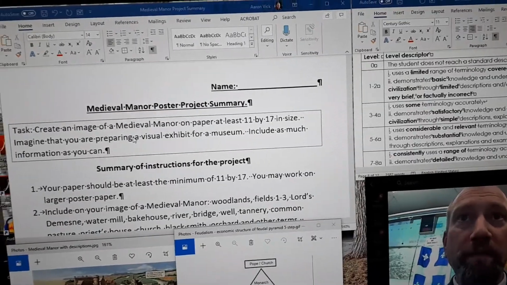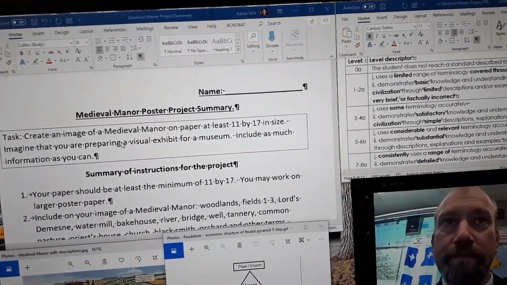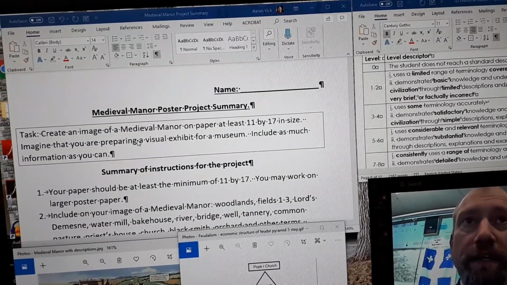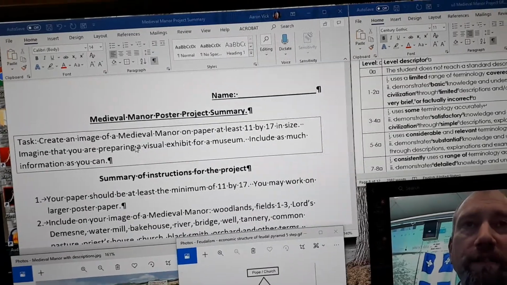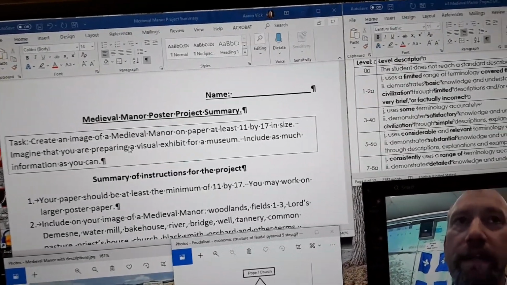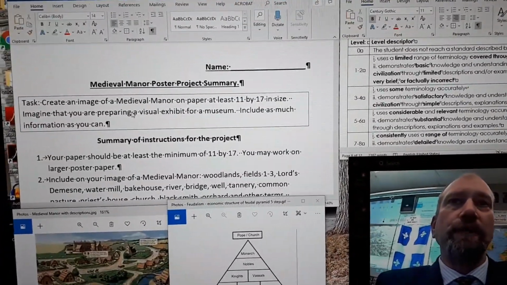Imagine that you are preparing a visual for an exhibit in a museum. Think maybe the Museum of Anthropology or Science World. What would the audience want to see? What would bring them in to learn and read the information? Include as much information as you can.